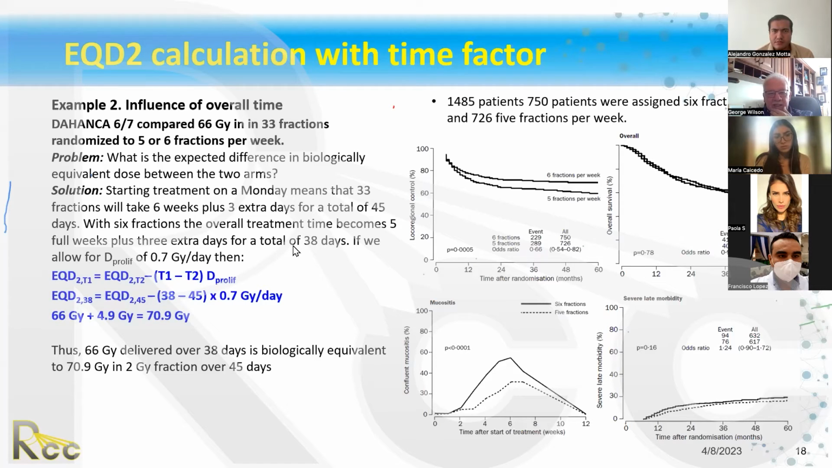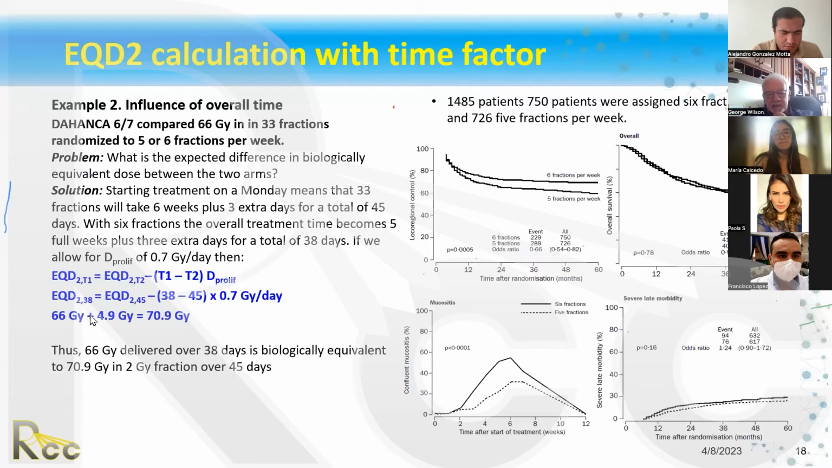So what are we gaining? Again, this would be the calculation that we would do. Here would be the equivalent dose in 38 days overall time. This is the 45, the standard schedule. So we have the standard schedule minus 38, minus 45, and then times the loss for proliferation, or the gain in this case for proliferation. And so when you work out this equation, you then get 66 gray, which is the standard treatment.